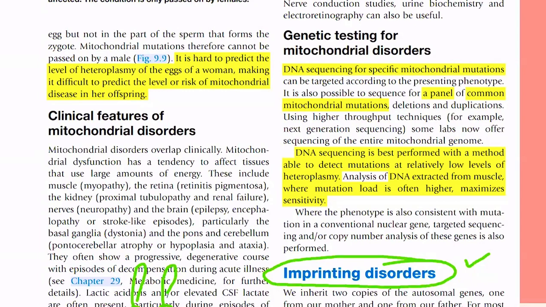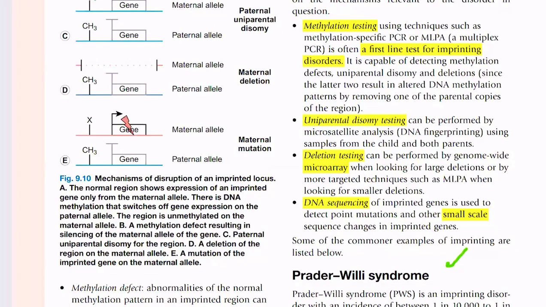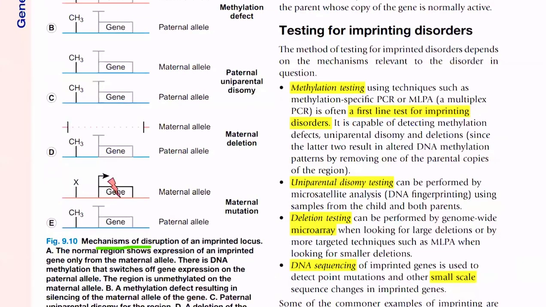Here they have told us the different types of mechanism of genetic imprinting. That is normal from the mother, coming from the father. This is the process. This is methylation, that is normal. Whatever is happening here, there is a methylation defect. Here there was no methylation in the maternal gene, but in this case there is a methylation defect that has happened in the maternal gene.